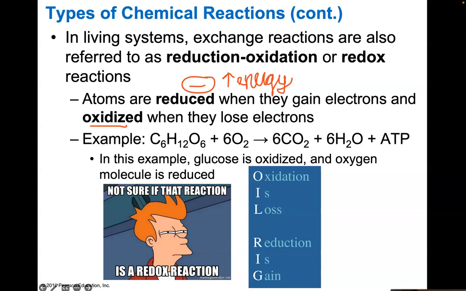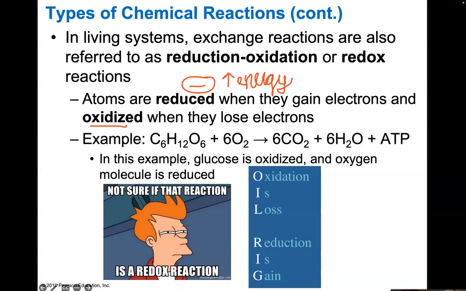You guys probably have heard this if you took 181, the oil rig. So oil, OIL: oxidation is loss, meaning you're losing electrons, and reduction is gain. Okay, so you're gaining electrons. So when you gain those electrons, you're gaining energy. When you're losing those electrons, you're losing some of the energy.